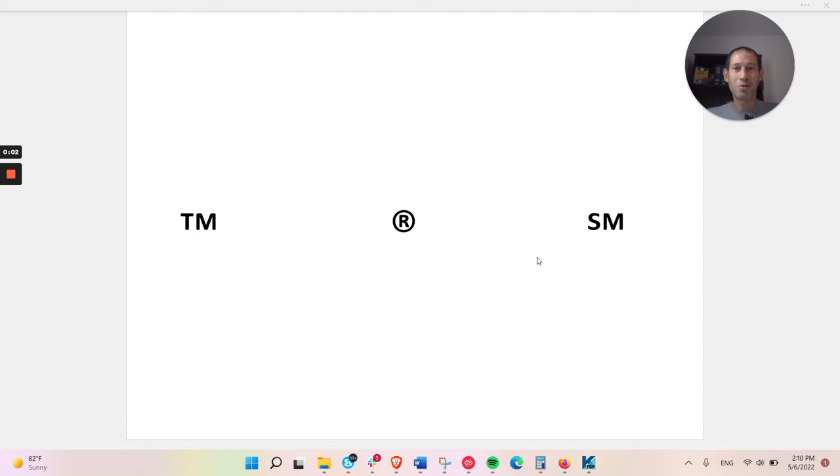Which symbol should you be using to protect your brand, your slogan, or a tagline? Today we're going to discuss the difference between the TM, the R in a circle, and the SM.